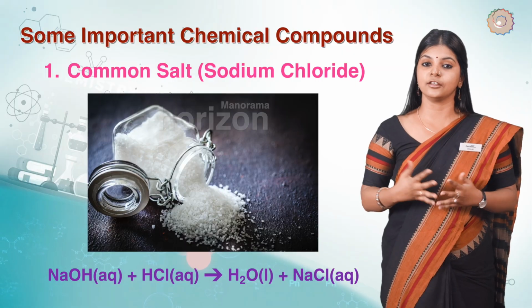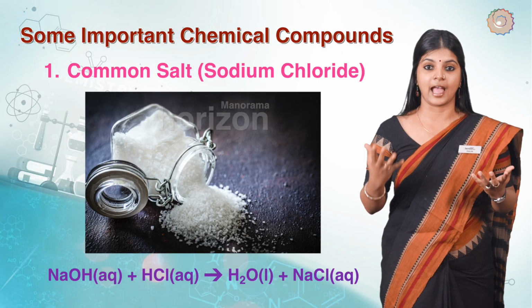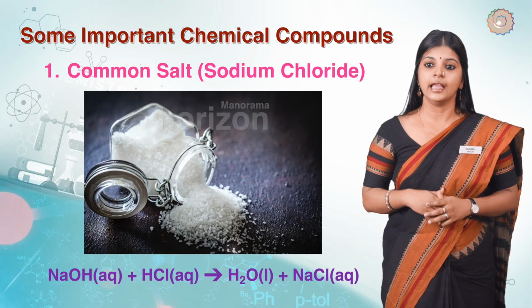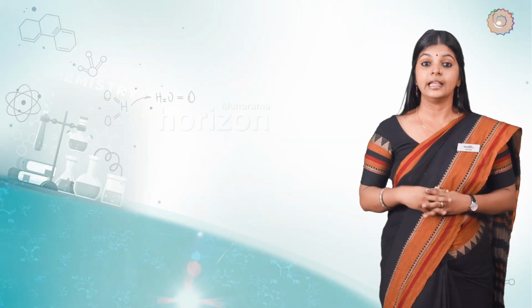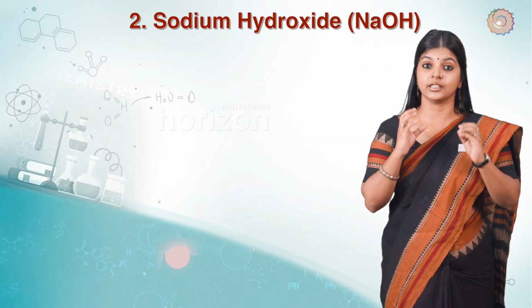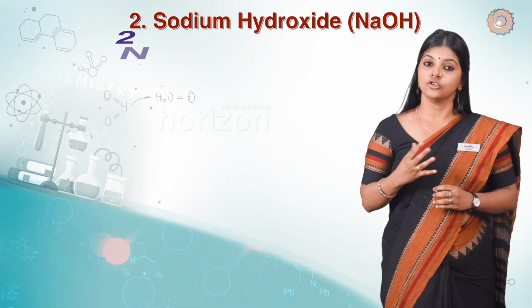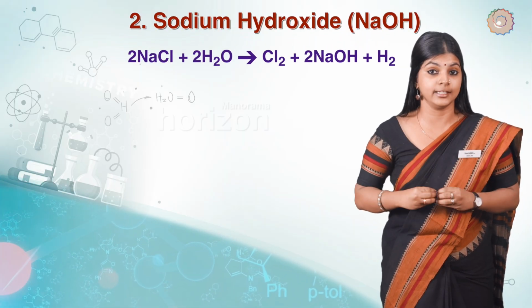Now, how can you prepare sodium chloride? By the reaction between sodium hydroxide and hydrogen chloride. It is also used in the manufacturing of many chemicals. The second important compound is sodium hydroxide, which is NaOH. Sodium hydroxide is a strong base. It is also known as caustic soda.